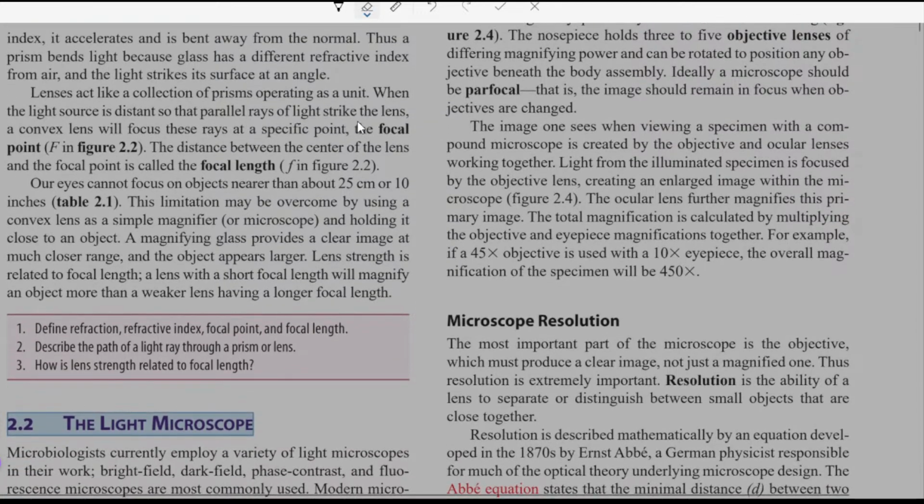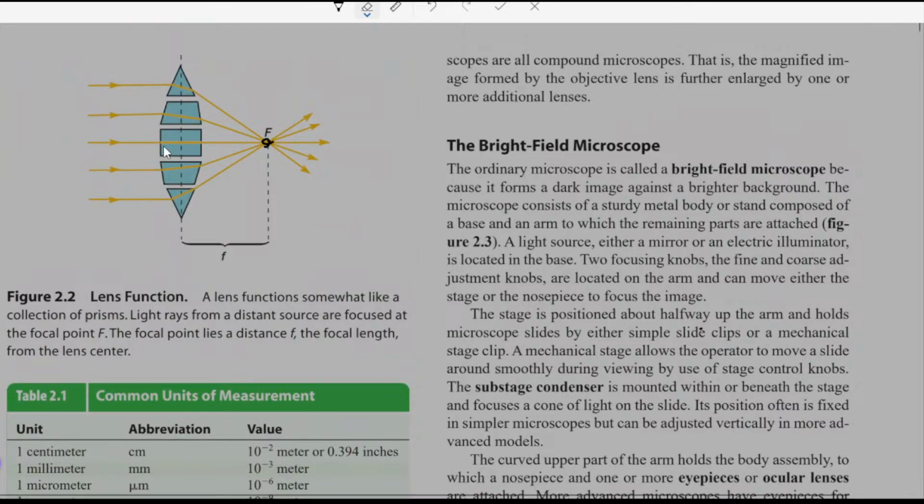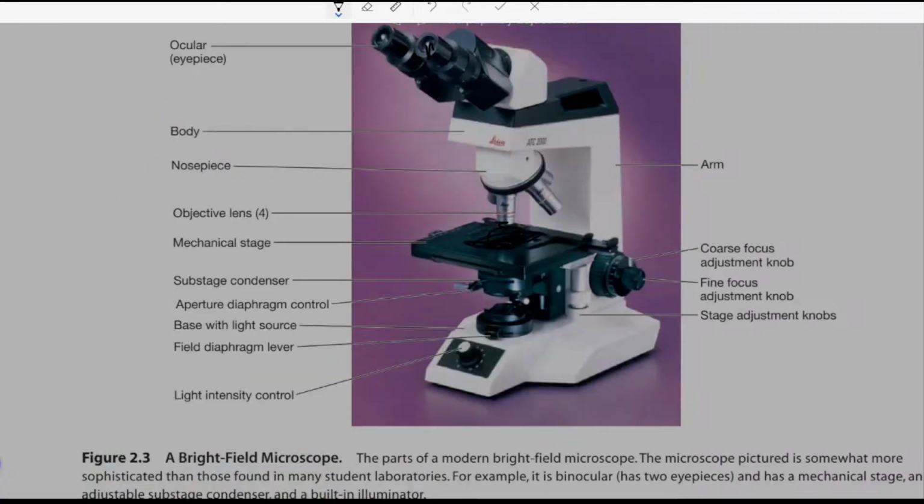The distance between the center of the lens and the focal point is called the focal length. Guys, in a microscope, look at this. You might have a question in mind, like how do you know if this is the exact... So we need to make the lens work this way, so that it bends the light and makes the focal point on this area. No other area than this should be the focal point, right?